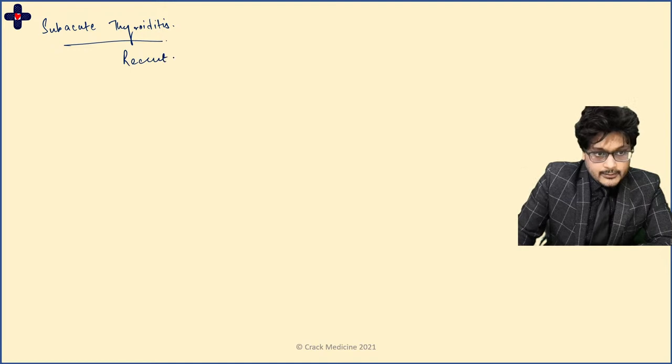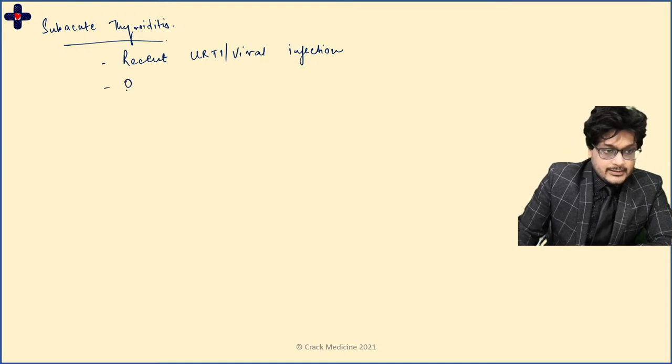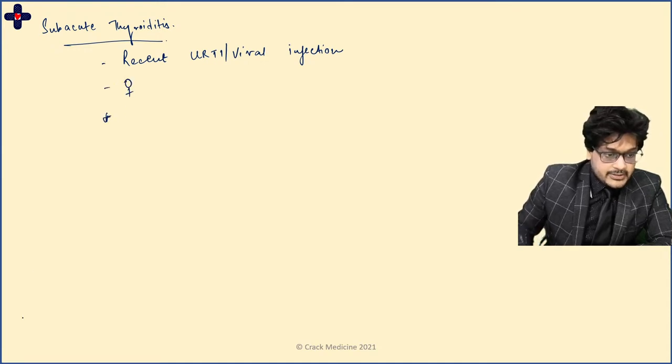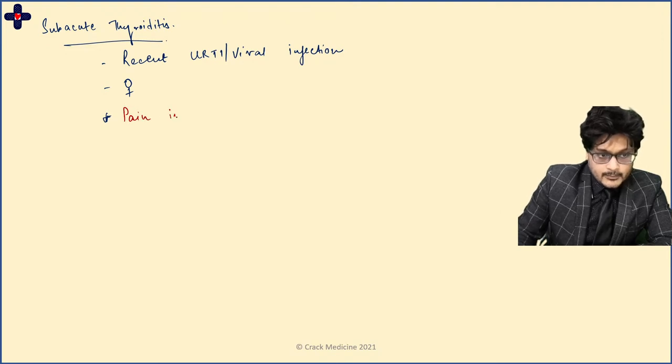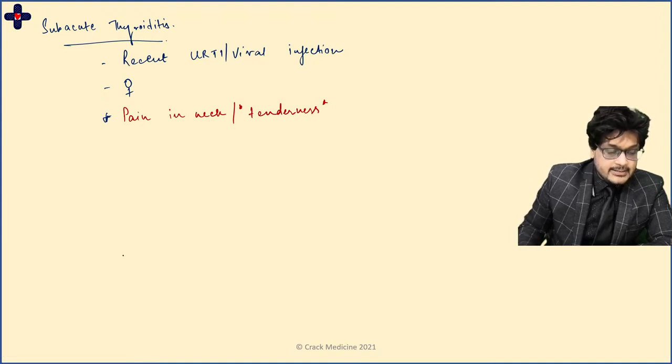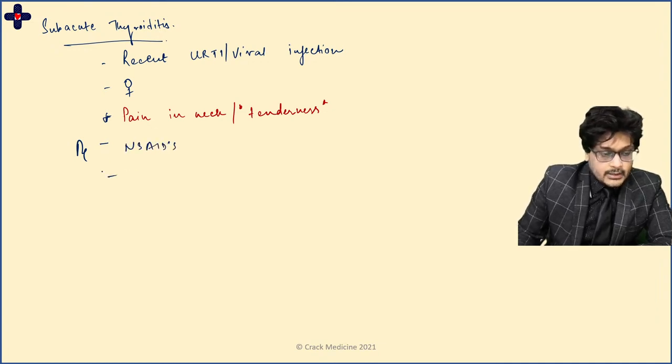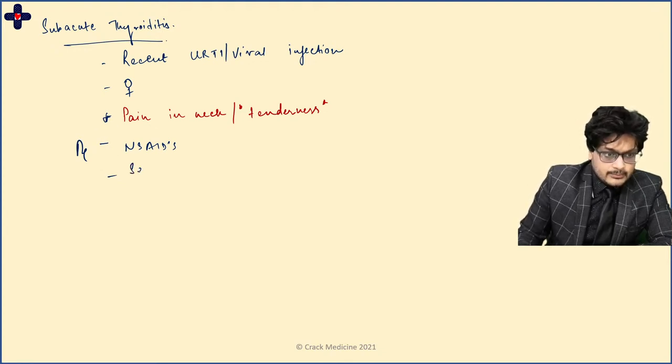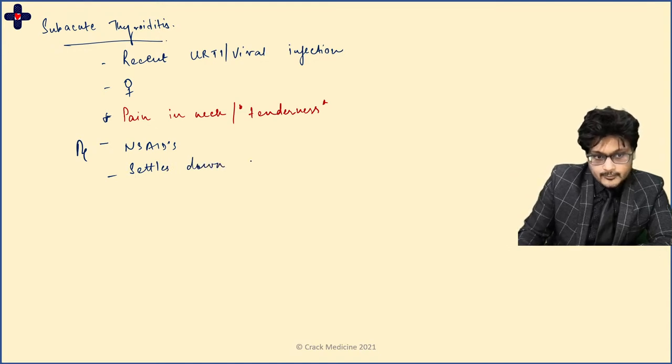A recent viral or upper respiratory tract infection history will be there. It will be a female mostly, okay? And the most important feature, I will actually write it down in red. Okay, this will definitely be present. This is the feature that separates it from others. In treatment, you don't have to do anything, you just have to give NSAIDs, okay, and it settles down on its own. Just have to wait.